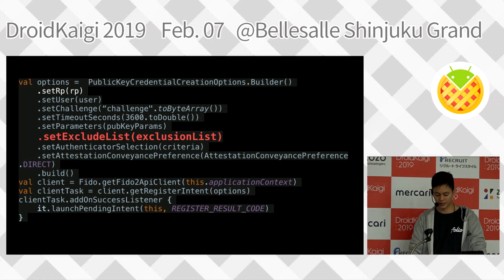Okay. Now set exclusion list. This parameter is to prevent double registration of an authenticator. You want the authenticator that is tied to the user to be one. If it's tied to two people, then you cannot make a difference between the users.